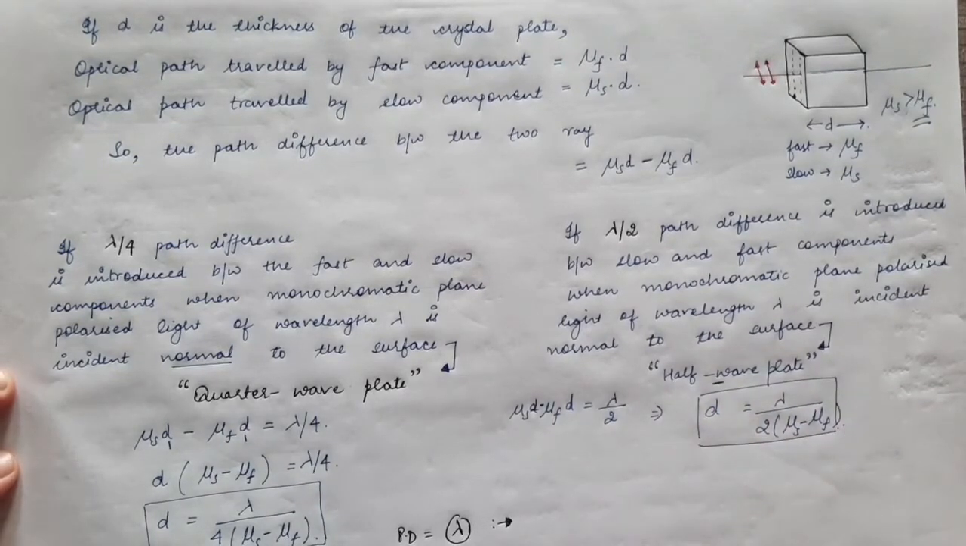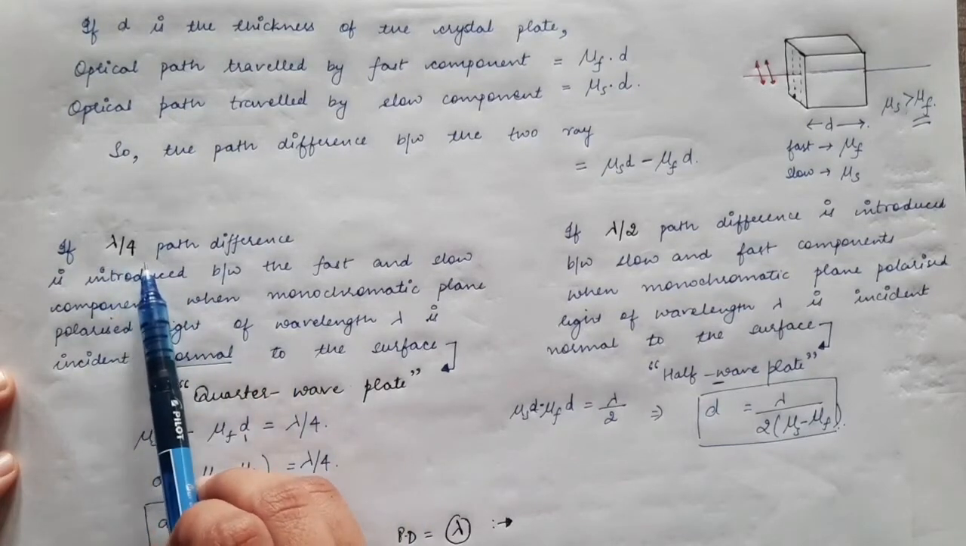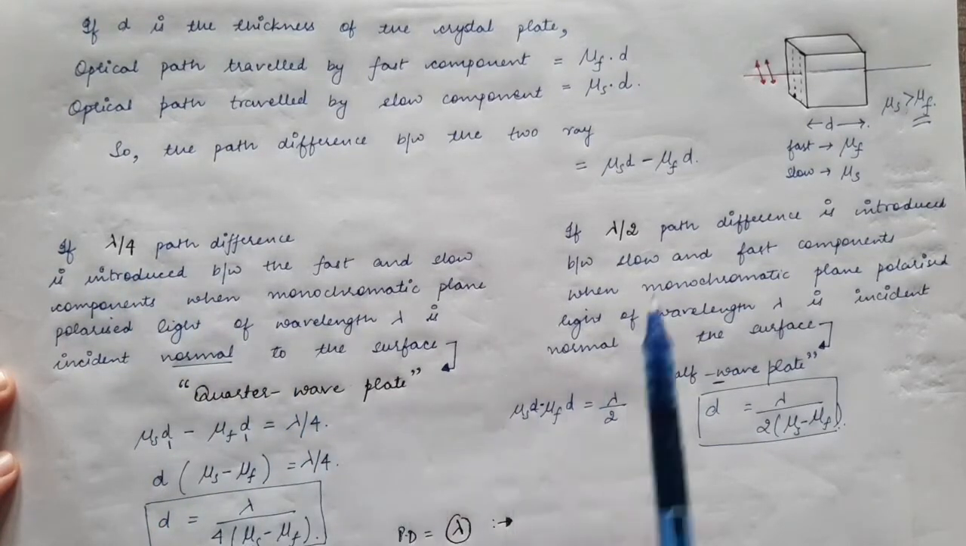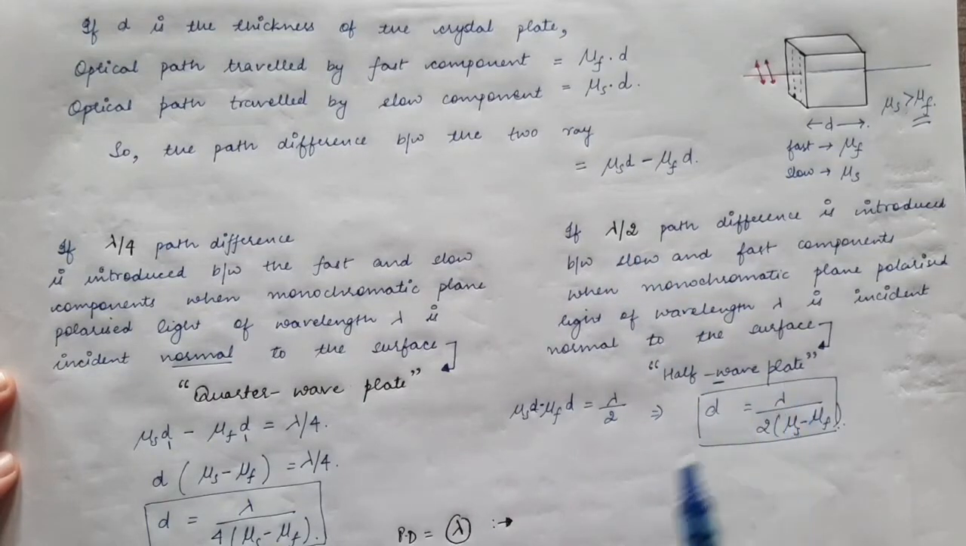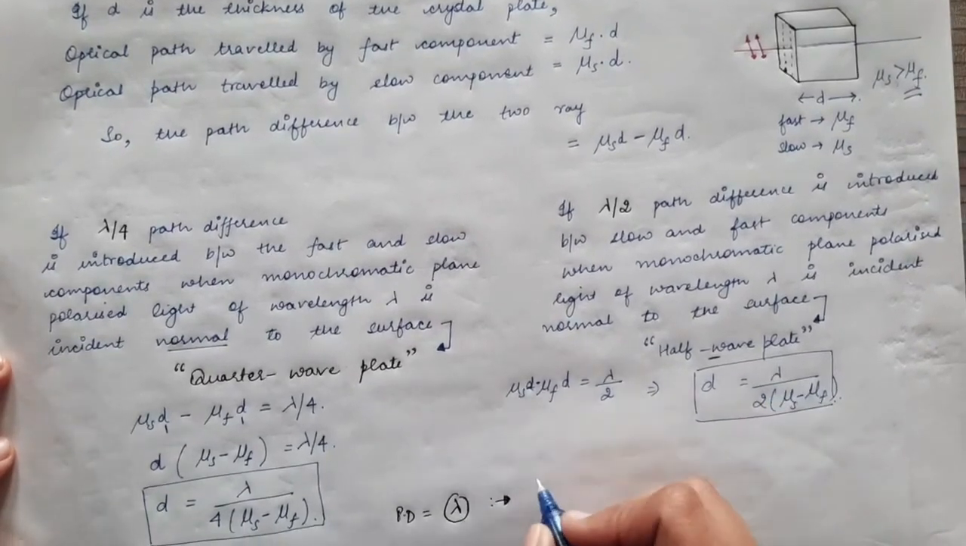And at the last, a plate may introduce a path difference of lambda. So if a plate introduces a path difference of lambda by 4, it is called a quarter wave plate. If it introduces a path difference of lambda by 2, it is called a half wave plate. And if it introduces a path difference of lambda, it is called a full wave plate.